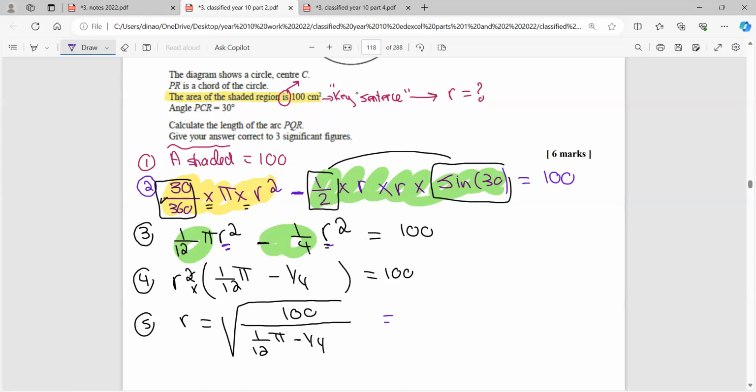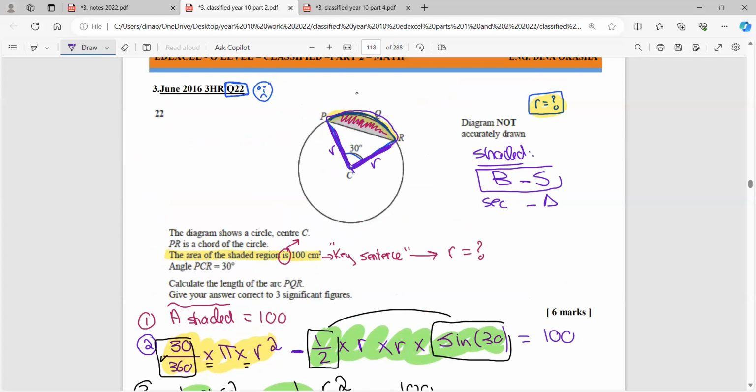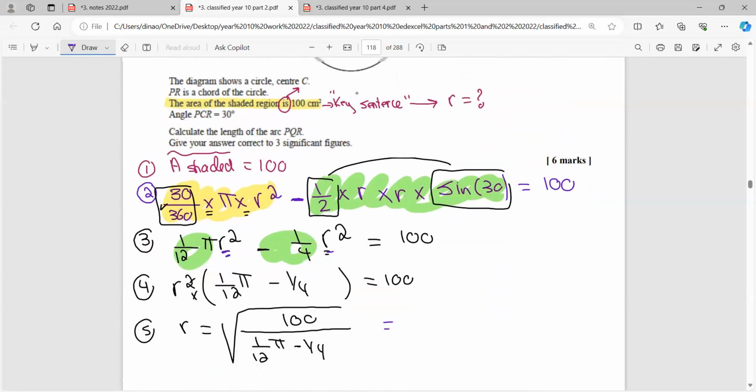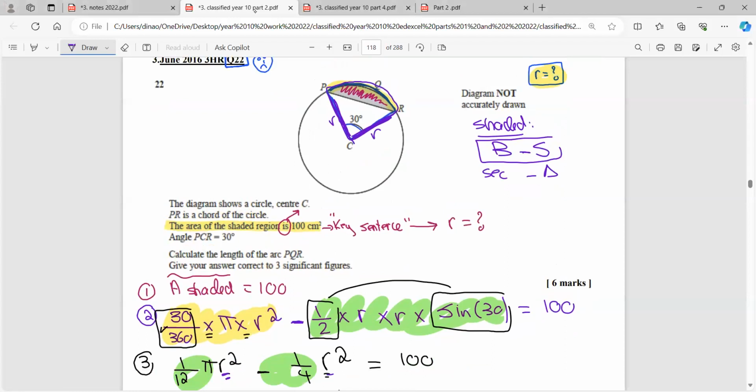It will be 100 over 1 over 12 shift pi, and thank God for scientific calculators, minus 1 over 4. On the calculator, the radius came out as a fairly big number, which is 92. Let me double-check my calculations again. Okay, which is 92.05. Let me just make sure that the calculations are correct. Actually, it is correct, but I'm going to do it again with you.